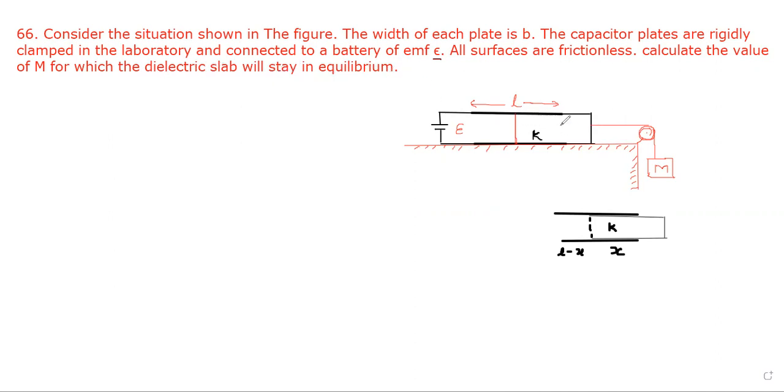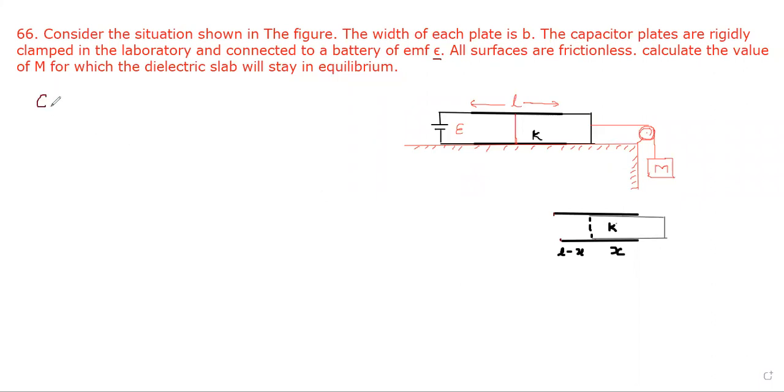Here, this is the dielectric slab. So let's consider that portion X of the dielectric is inside, or you can say that length X of the dielectric is inside, and portion L minus X of the capacitor is without dielectric. Now we find the capacitance. So the capacitance of this portion having the dielectric constant.